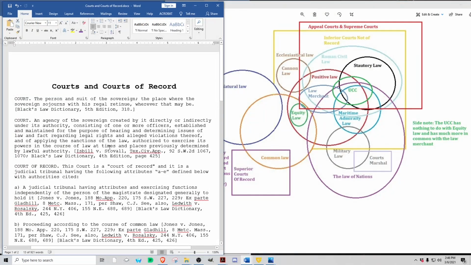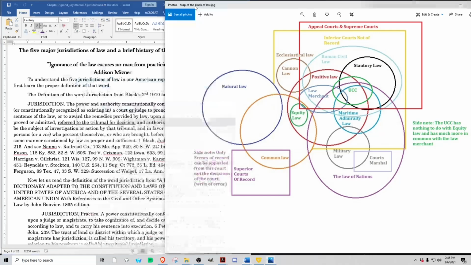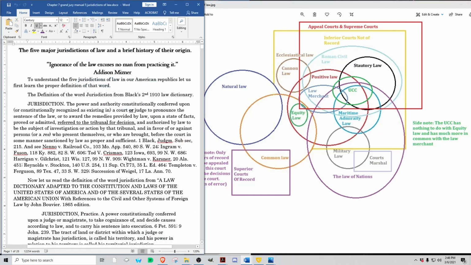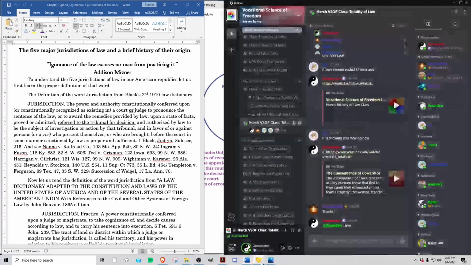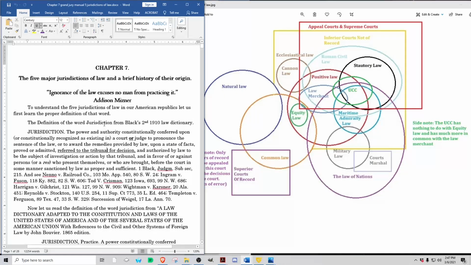This is the aspects of courts of record. You guys can use this as a little reference guide. It's part and parcel of a section out of my much larger law of the case, which is on the Vocational Science of Freedom online library. So that's courts of record. So now that we've done courts of record, now let's get back to where we're at in jurisdiction.